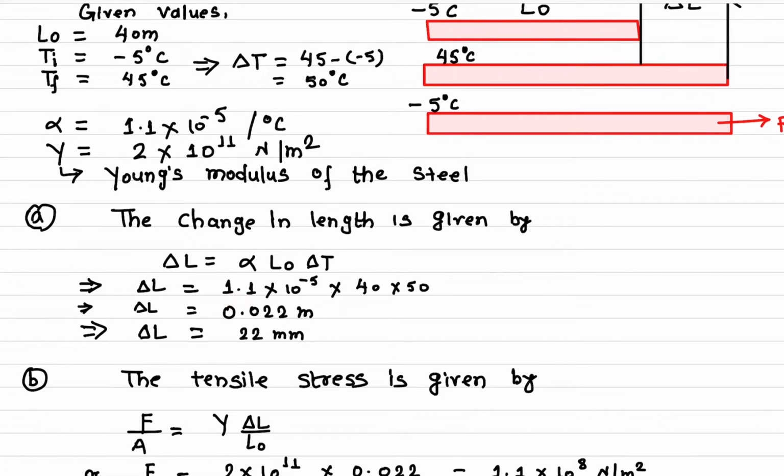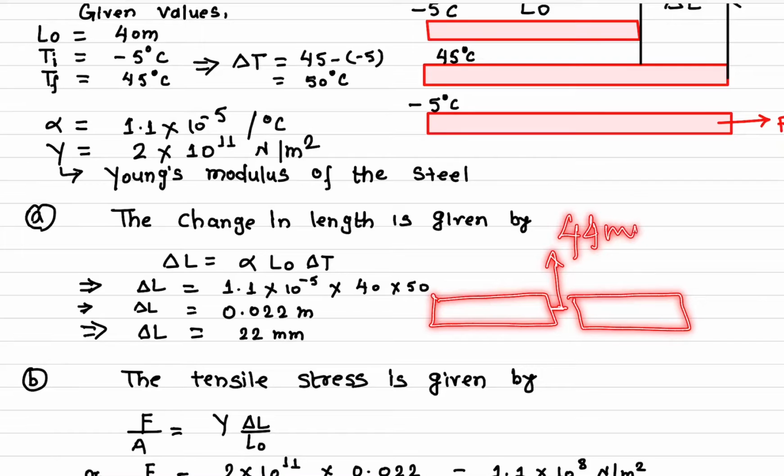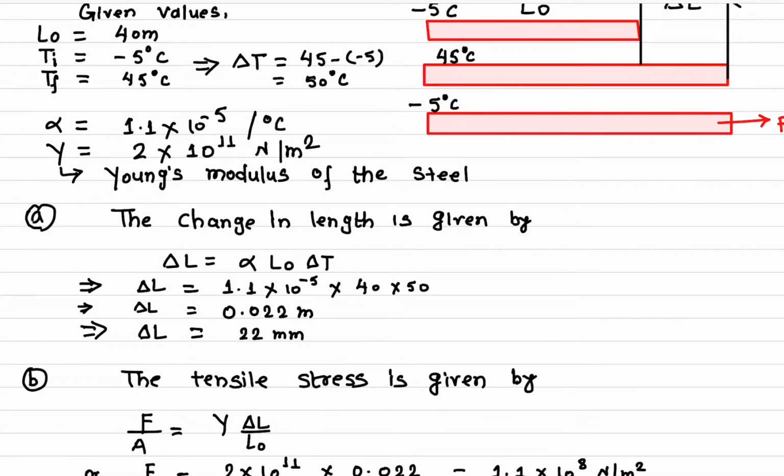So alpha is 1.15 times 10 to the negative 5. The initial length is 40 meters, and the change in temperature is 50 degrees Celsius. Once we plug in all the values, the change in length is 0.022 meter, which is 22 millimeters. What does this number tell you? If you design a railroad track, there has to be at least 22 millimeters or more of gap. In fact, because each segment might expand 22 millimeters, there has to be at least 44 millimeters of separation between the segments.